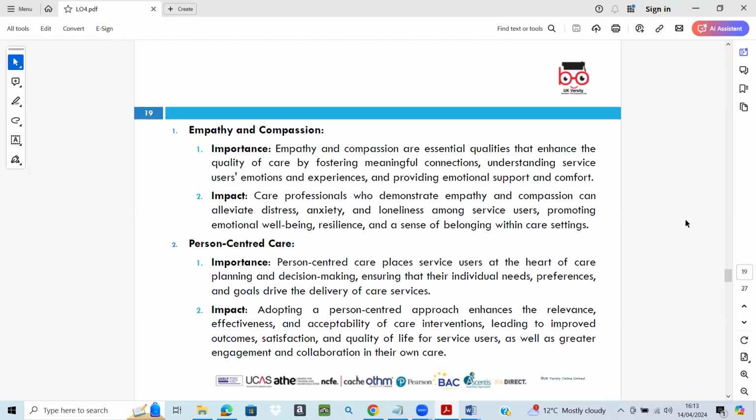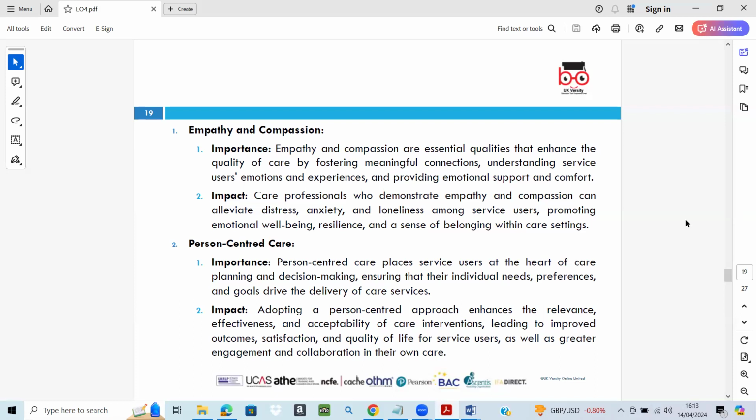Person-centered care again is important because it ensures that care services are tailored to the individual needs, preferences, and goals of service users. This approach respects their autonomy and acknowledges their right to be involved in decisions about their own care. So, what might be the impact of adopting a person-centered approach on the outcomes for service users?